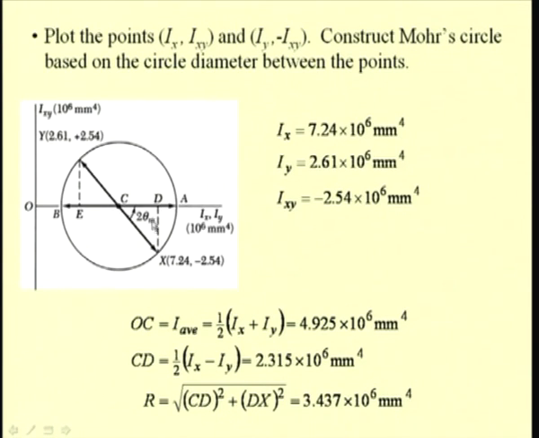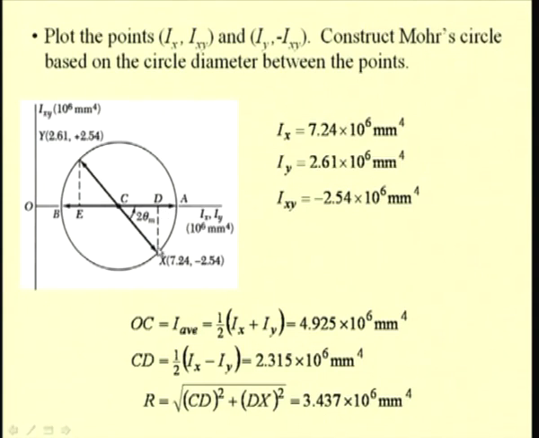Either we can use a graphical procedure or we can find the value of the center and the radius of this circle. The center is located at a distance of I average from this O, that is half of Ix plus Iy, which is equal to 4.925 into 10 to the power of 6 in this case. Then let us find this radius, which is equal to this distance CD.